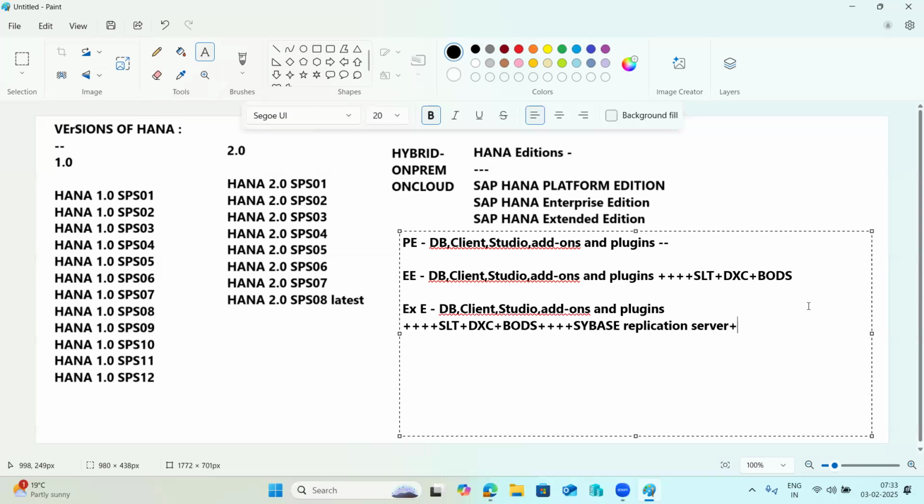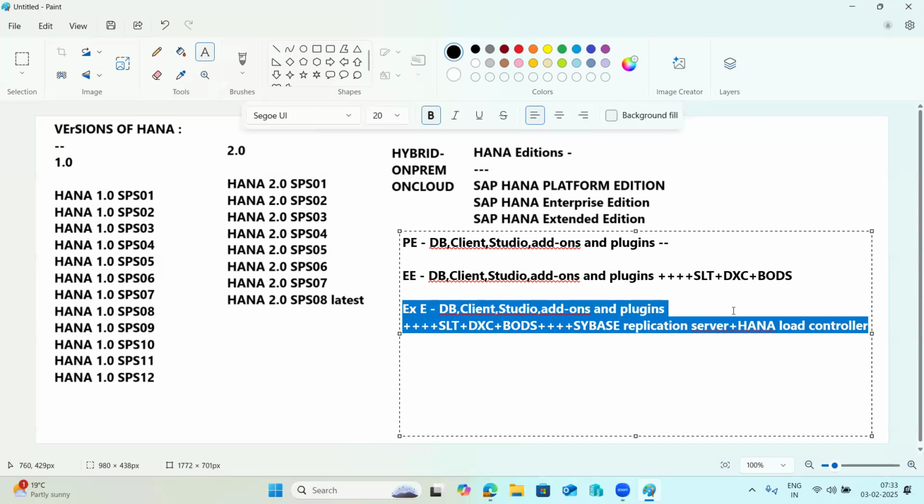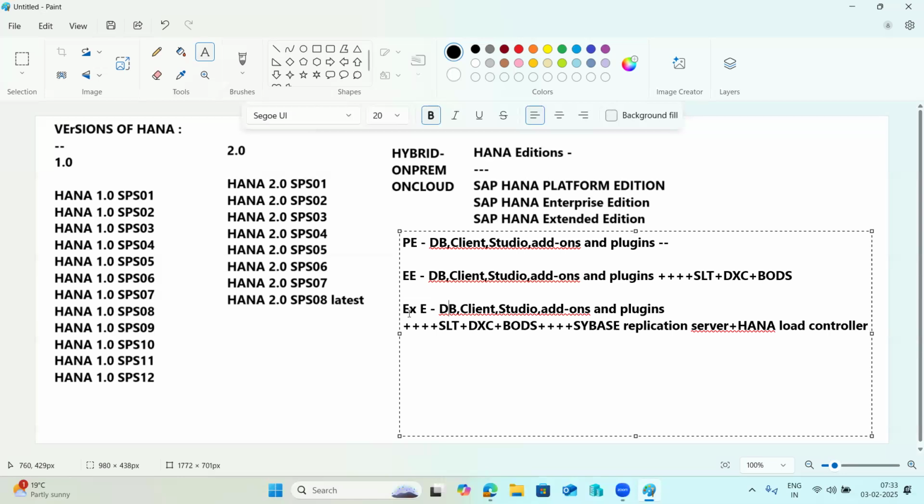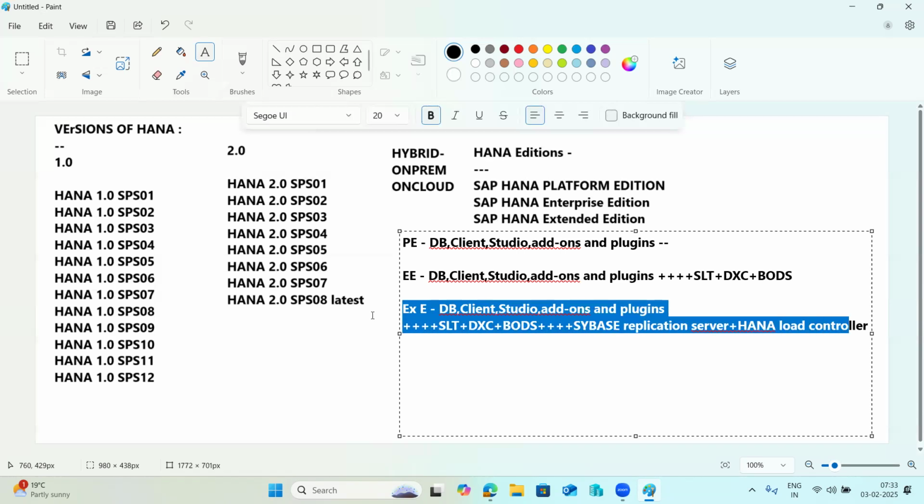Then the HANA load controller, you will also get. If you have a requirement for the Sybase replication server also, then you can take this package. When you take this license, you will get all the functionalities, including Sybase. In one license, you will get all the full-fledged functionalities, so you don't need to do any additional things. That is the extended enterprise edition here.